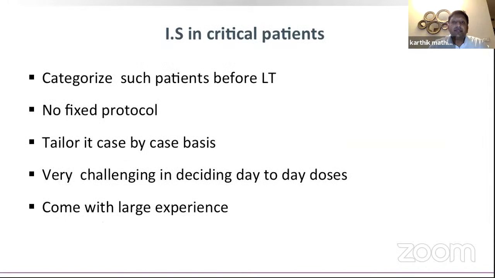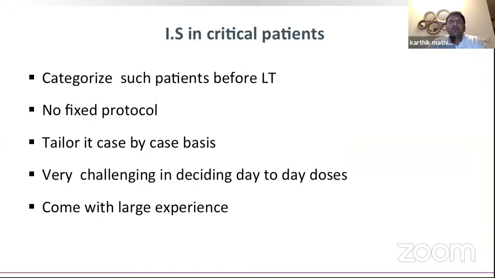So immunosuppression in critical patients is what we need to concentrate on and talk about. We categorize such patients before liver transplant. There's no fixed protocol, like I said in the beginning, so we always tailor it on a case-by-case basis. It's very challenging deciding day-to-day doses.